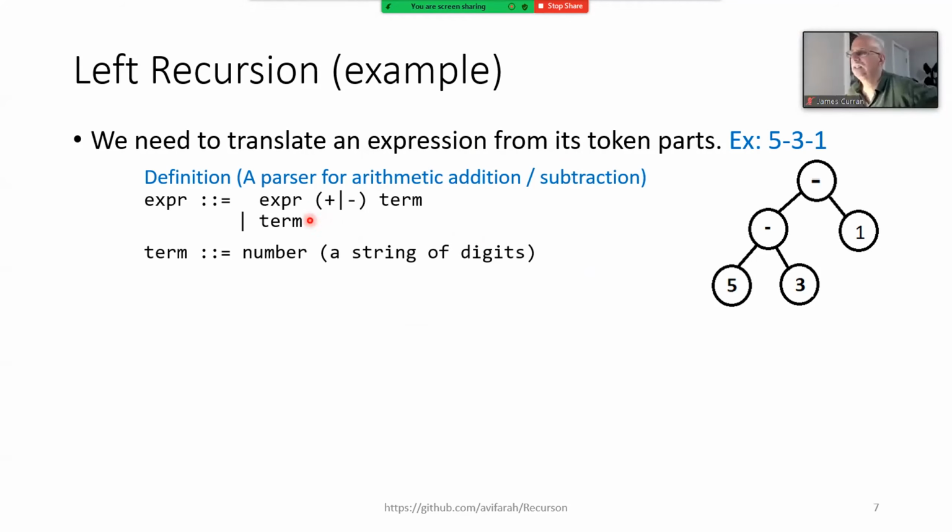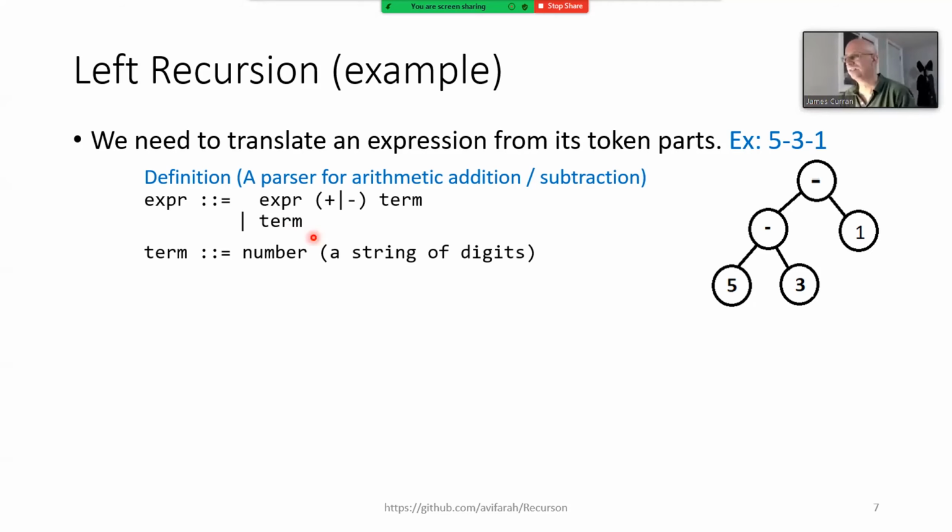In any case, let's not get bogged down with it. All I'm trying to say is expression is defined to be expression plus or minus a term. And a term is a number, a string of digits. The expression is also a term. That's important here too. That's correct. An expression is either an expression plus or minus a term, or it's a term.